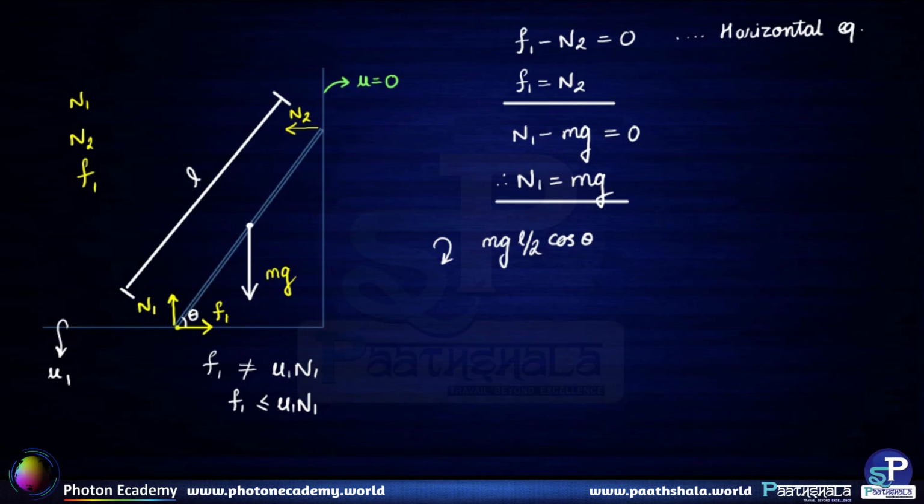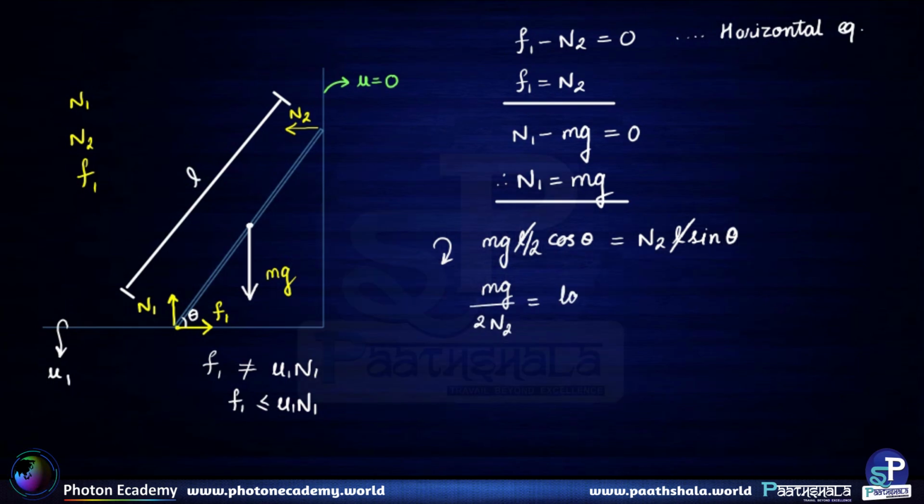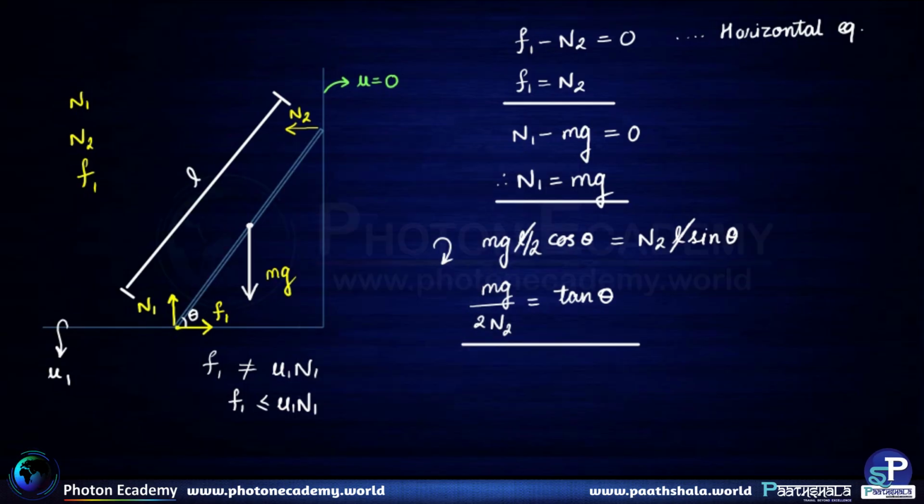Now, considering the torque because of N2 to be equal to N2 into L sin theta, we essentially get the equation. After cancelling out L, we get the equation mg upon 2 times N2 is going to be equal to tan theta. So this is the third equation that we get. From these three equations, we can find out N1, N2 and F1. So these are the three equations that are required.